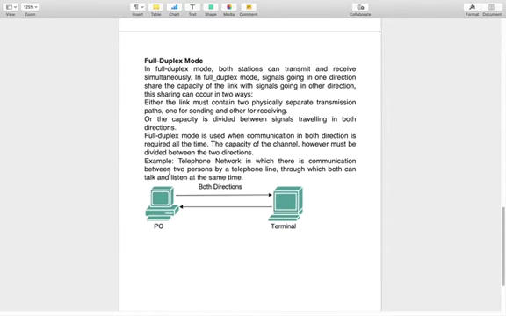An example of this is the telephone network, in which there is communication between two persons by telephone line through which both can talk and listen at the same time. So an example of full duplex is our telephone network or mobile network, where sender and receiver can talk and listen at the same time. This is a diagram of full duplex where a PC to terminal or terminal to PC can communicate in both directions at the same time.